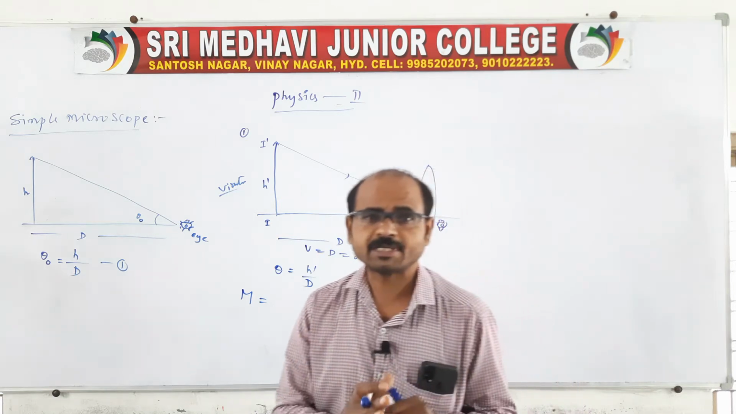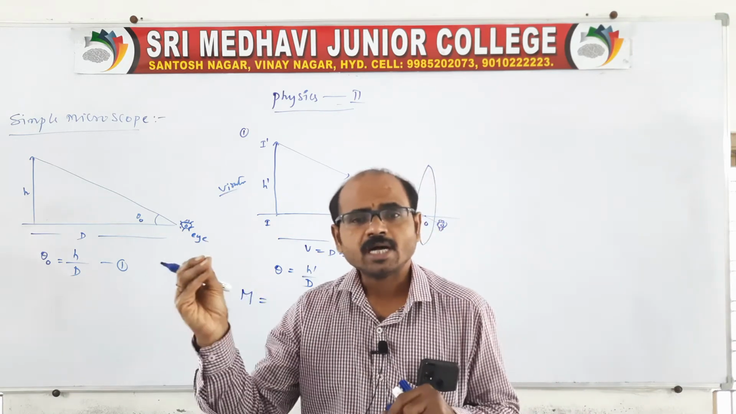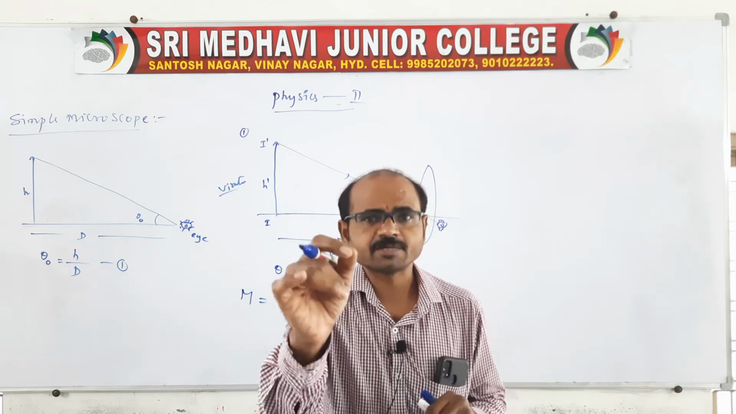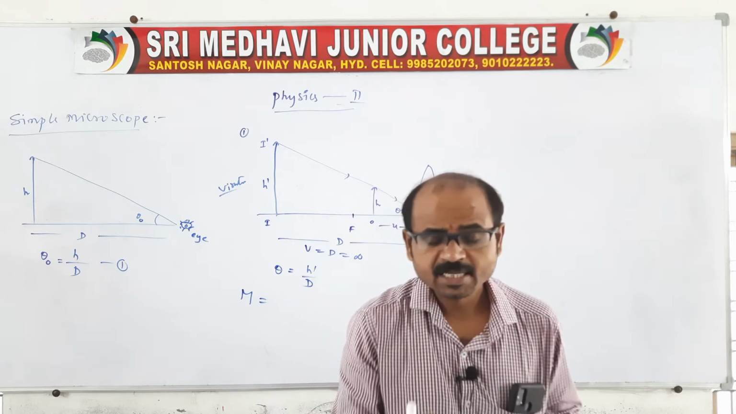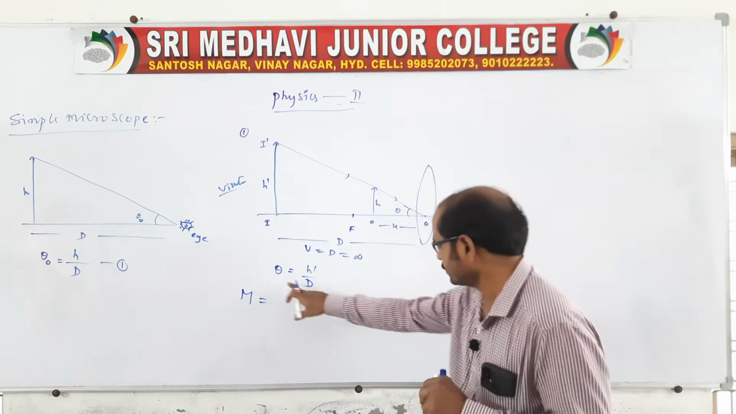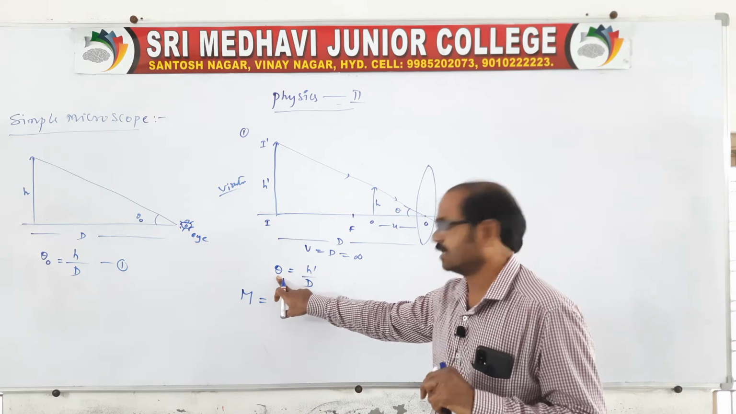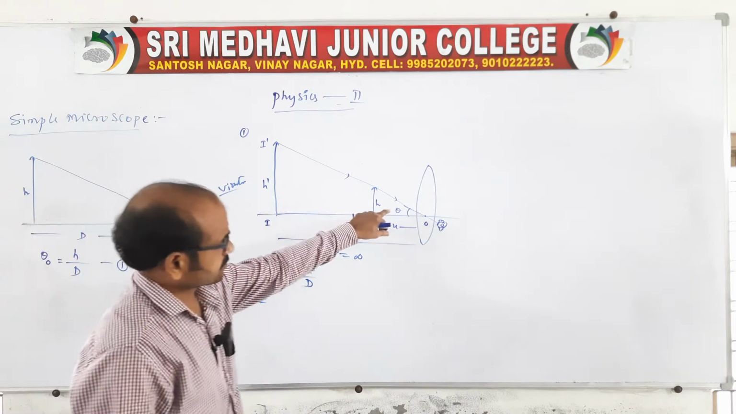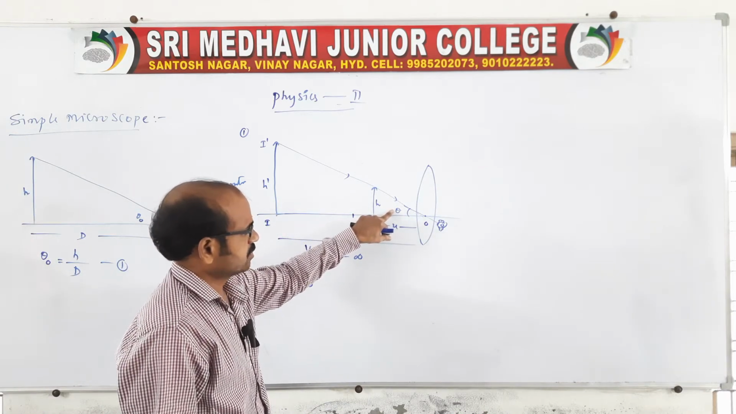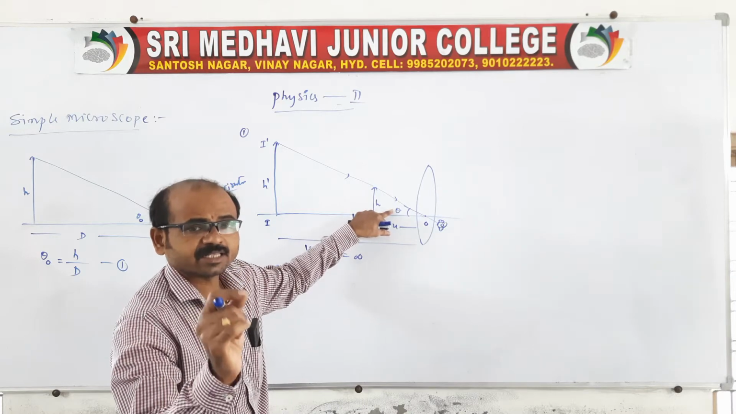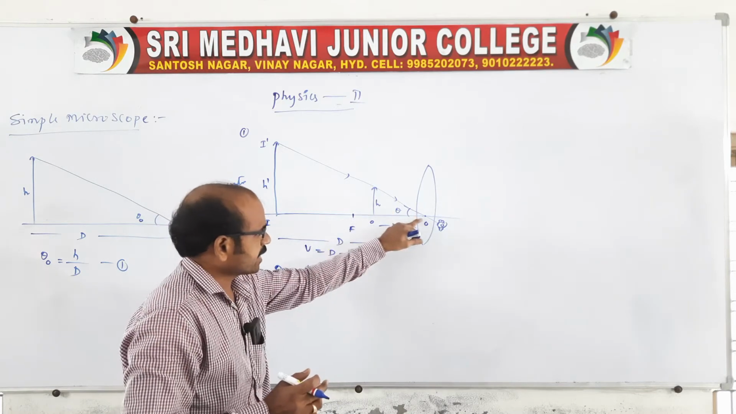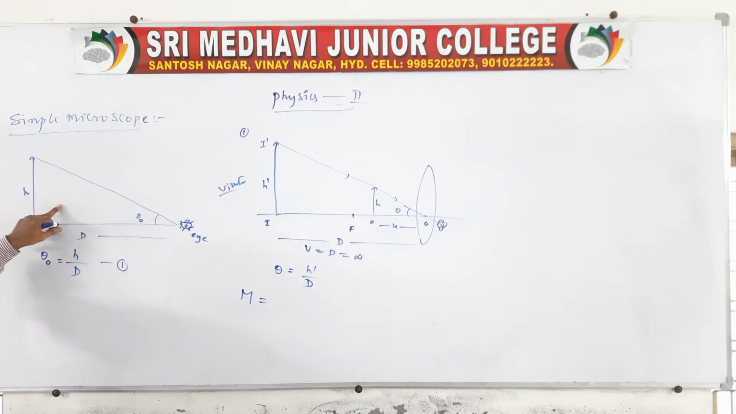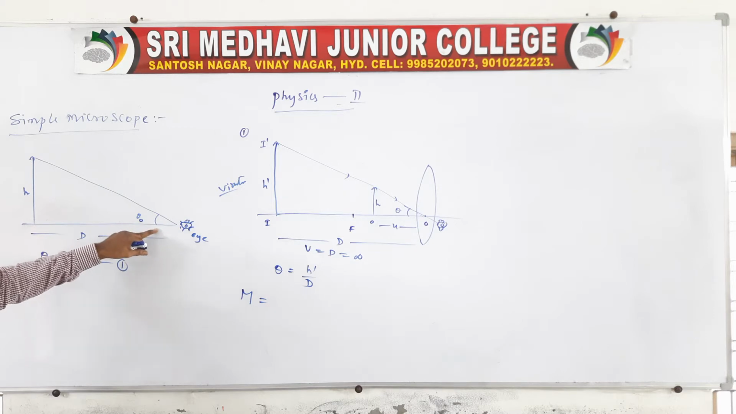So this is for all instruments like simple, compound and telescopes. Whatever instrument you take, for all instruments the common statement is the ratio of the size of the angle, or we can call it the visual angle. So actually we can say the size of the image, or the angle subtended by the image at an optic center, to the angle subtended by the object at an eye, that is, a naked eye.